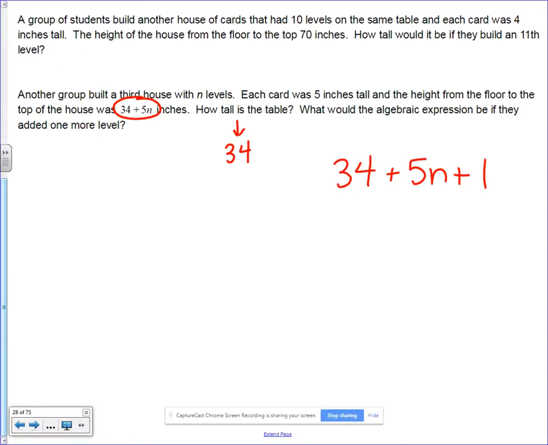N represents my number of levels, doesn't it? So if I want to add to a level, I physically have to keep those together and show I'm only adding 1 to the level, the number of cards.